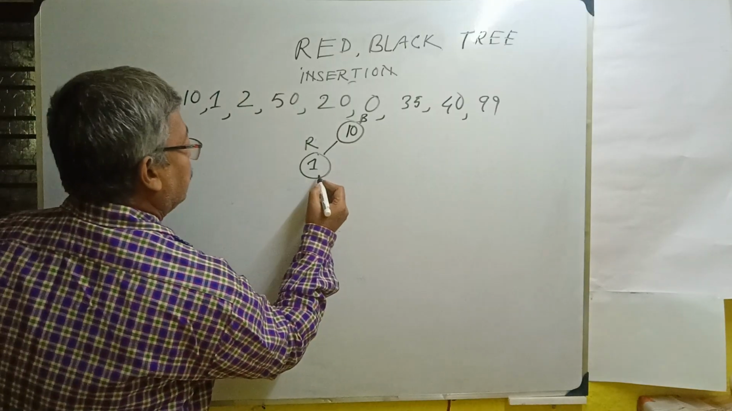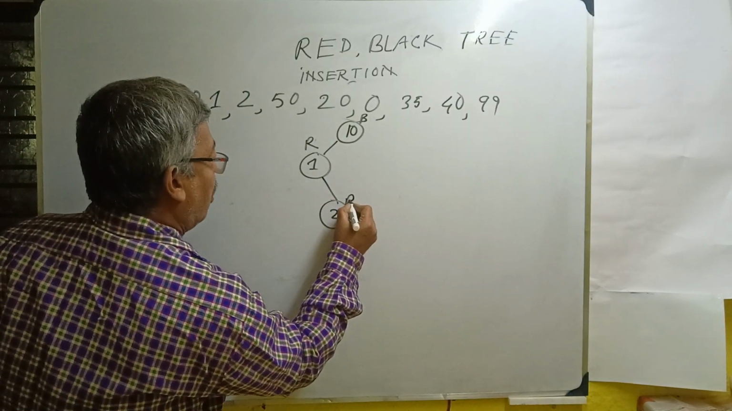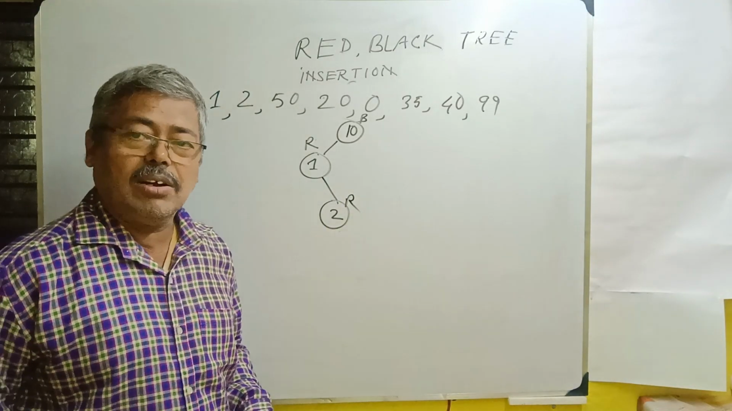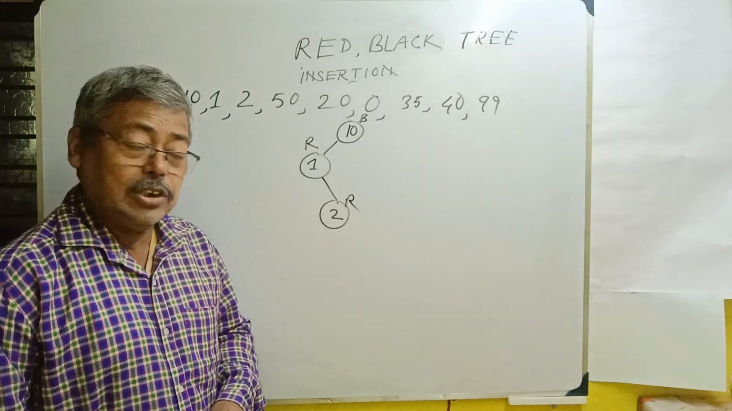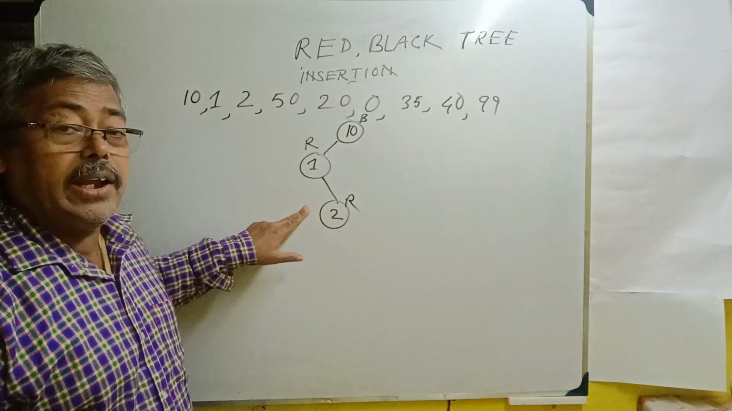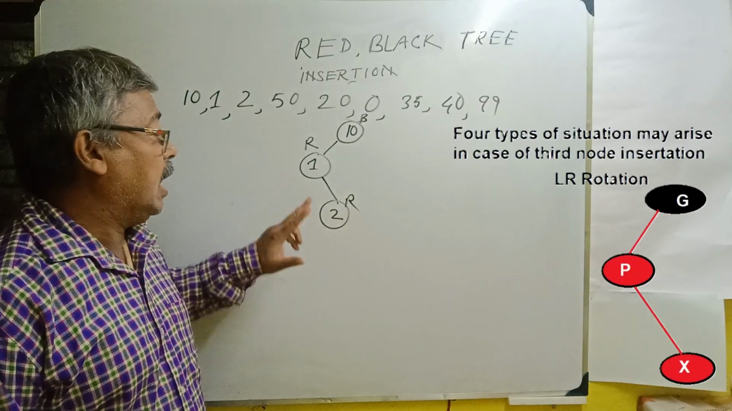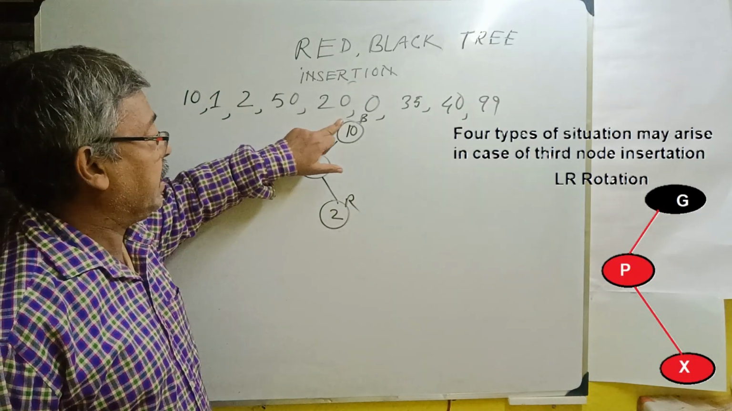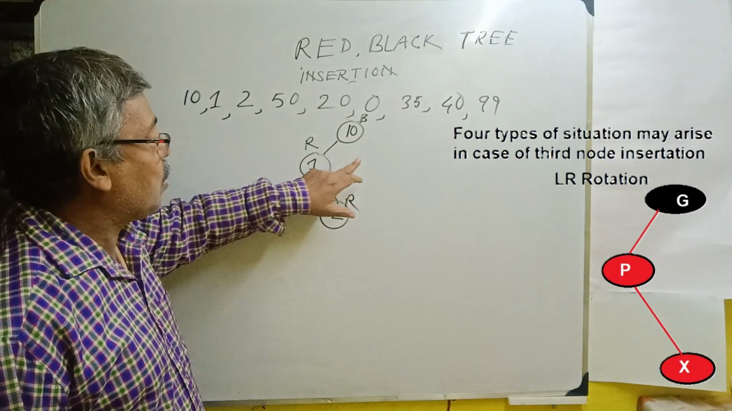Now 2 is greater than 1, so 2 goes to that position, and the color of 2 is red. But a red-red conflict has occurred. To resolve this conflict, first see what the color of the uncle of 2 is. We have to search for the uncle's color. The father is 1, the grandfather is 10, and the grandfather has no child except 1. So no uncle of 2 exists.